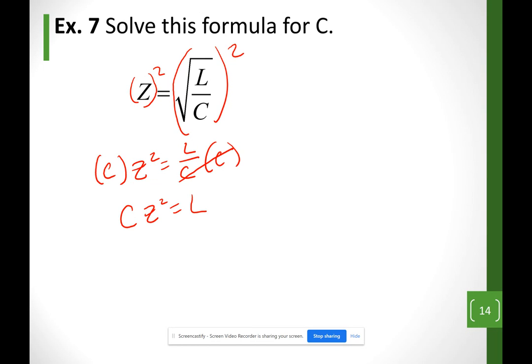I'm solving for C in this case. So I'm looking where the C is, and I said, well, what can I do to get it by itself? Let me divide both sides by z squared. So I'm going to get that C is equal to L over z squared.